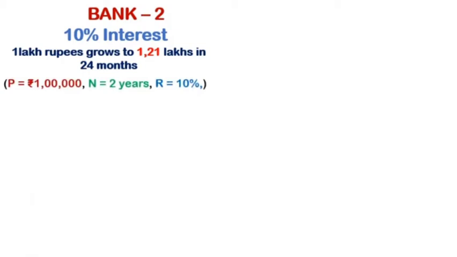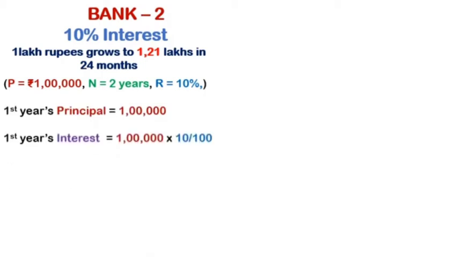Because of this compound interest. Clear? So bank 2, 10% interest, 1 lakh rupees grows up to 1.21 lakh. So here principal amount is 1 lakh, number of years is 2 years and R is 10%. Then how to find the interest at the end of 2 years?